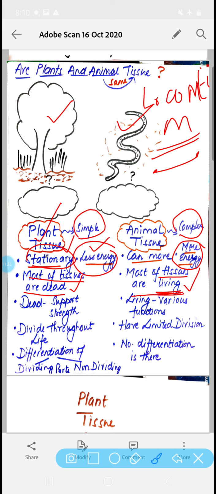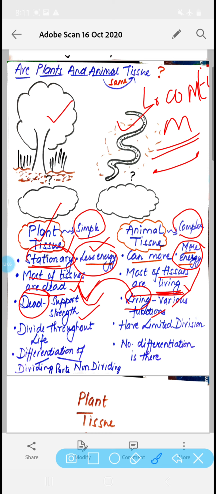Now, as plants have dead tissues, these dead tissues can just perform functions like giving support to the plant and giving mechanical strength to the plant. But on the other hand, as animals have maximum living tissues, these living tissues can perform various varieties of functions, including all these kinds of functions also.